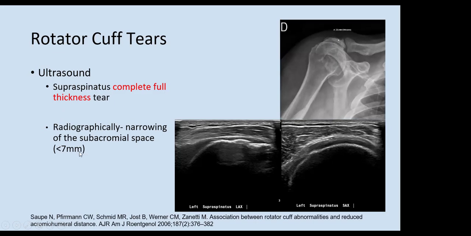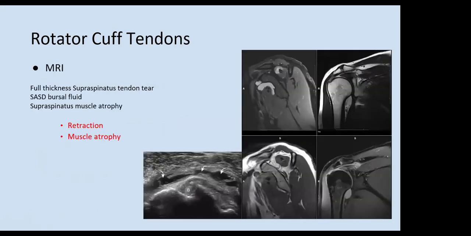Normally, you would allow at least 7 millimeter for the subacromial space, but if the space is less than 7 millimeter, this is called superior migration of the humeral head, which is an indication of complete tear of the supraspinatus tendon. On MRI scan, the MRI can be very useful for detecting supraspinatus muscle atrophy, especially in these patients with complete full thickness tear of the tendon, because they will have tendon retraction, for example, here.